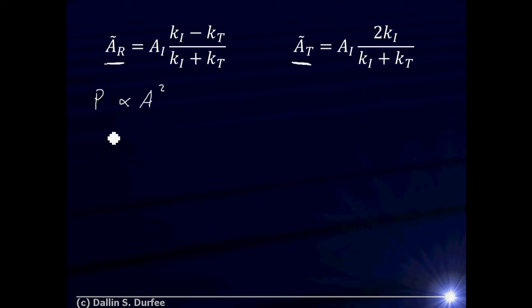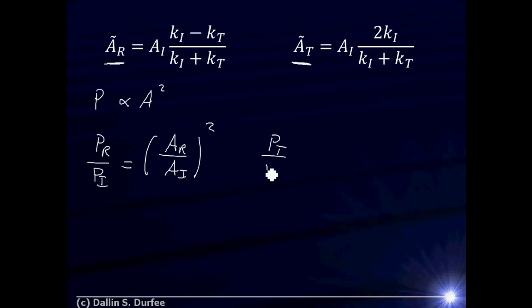All right. So if I can find the amplitude of the reflected wave, then the power reflected divided by the incident power is just going to be the amplitude of my reflected wave divided by the amplitude of my incident wave, squared. All right? And then the fraction of the power transmitted is just going to be 1 minus the fraction of the power that was reflected.